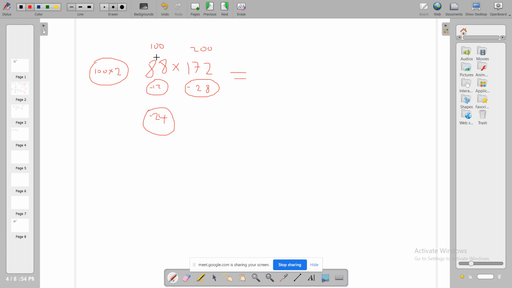2 from 6 is what? 148. Please watch as we are doing now. Subtracting is always easy, so we just don't want to waste time. So now we have to do the multiplication of this. So we have to multiply 12 by 28. 12 times 28.